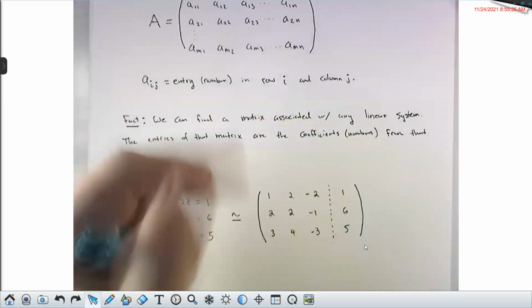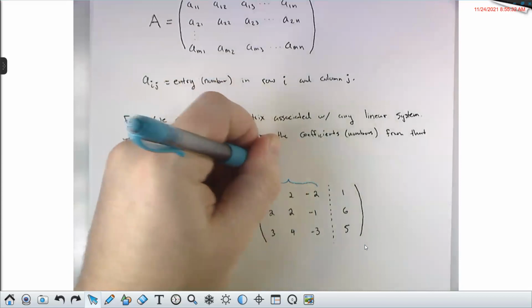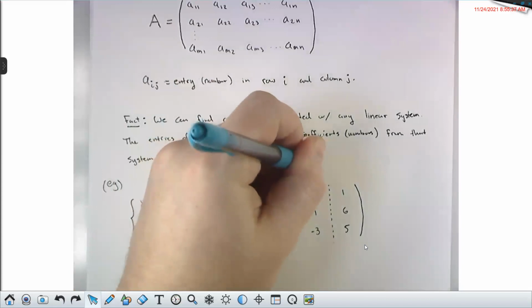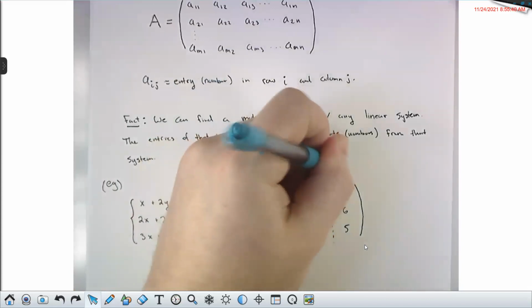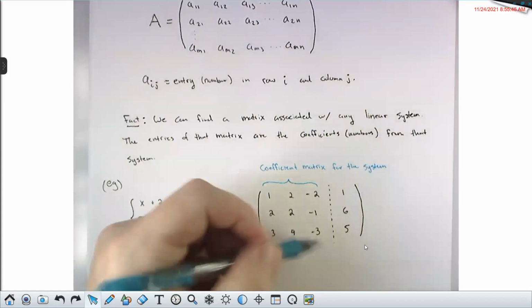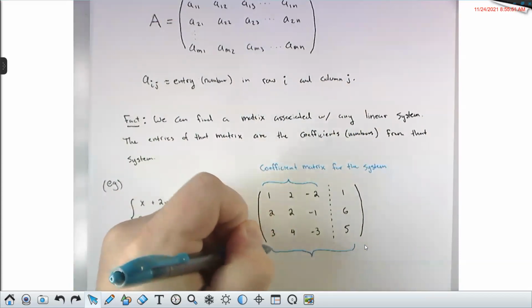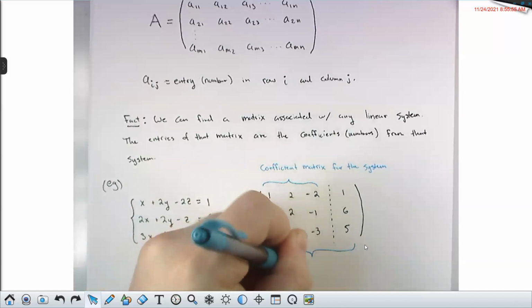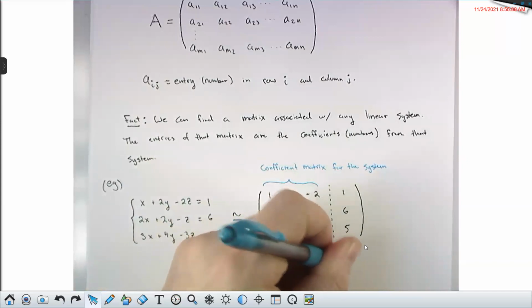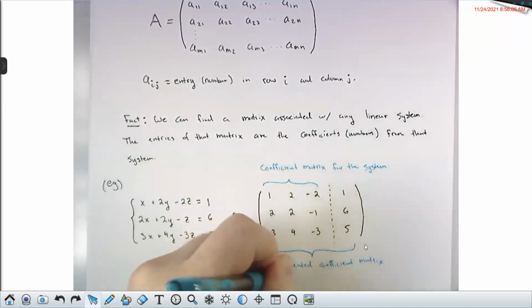So this 3x3 submatrix is just called the coefficient matrix for the system. And the whole thing is called the augmented coefficient matrix for the system.